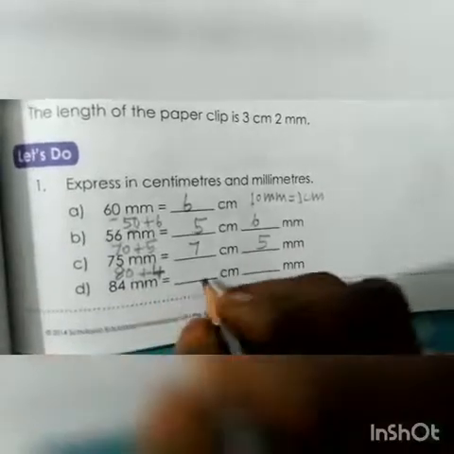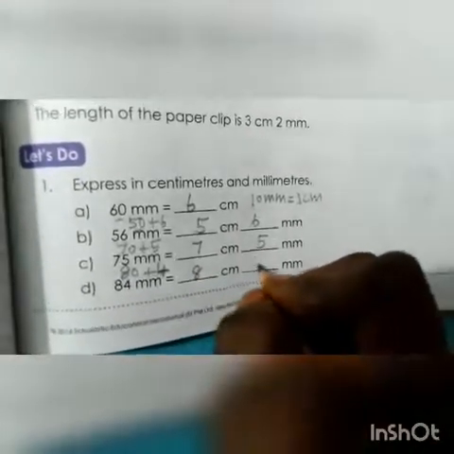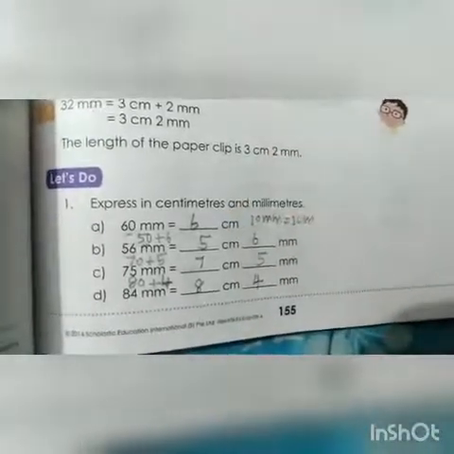84 millimeter can be written as 80 plus 4. 80 millimeter is equal to 8 centimeter and we have to write 4 millimeter as it is. So in this way we have to do the conversion of unit from millimeter to centimeter and millimeter.